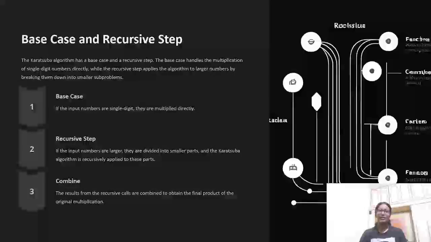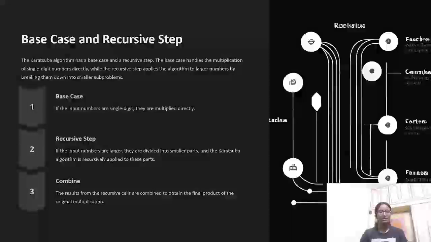Base case and recursive steps. The Karatsuba algorithm has a base case and a recursive step. The base case handles the multiplication of single digit numbers directly, while the recursive step applies the algorithm to larger numbers by breaking them down into smaller subproblems.